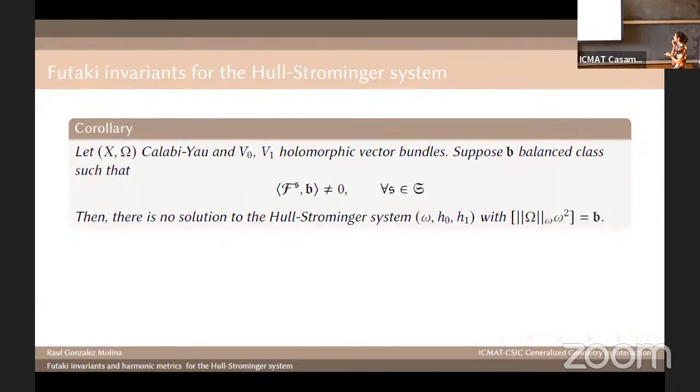And now a more strengthened version is that in this geometry, suppose that I have a balanced class and that for any holomorphic current algebroid that I can construct extending the holomorphic vector bundles, I see that my Futaki invariant doesn't vanish for every element in the classifying space. Then there is no solution such that the metric lives in this balanced class. No solution whatsoever. And can you just remind us where the Futaki invariant lives?